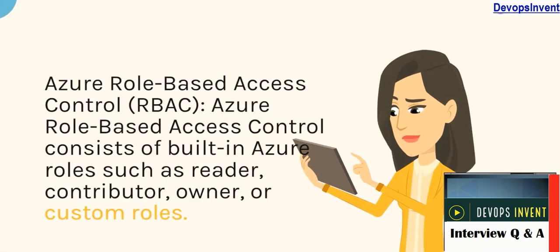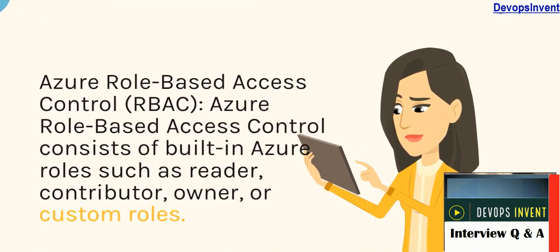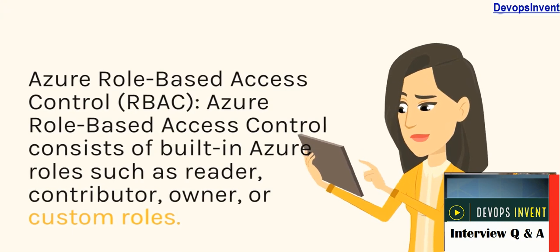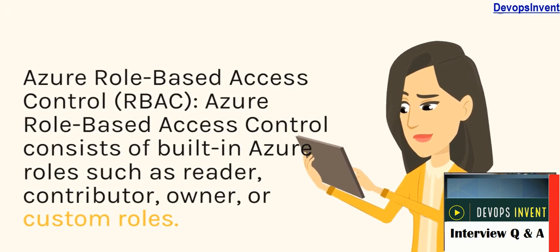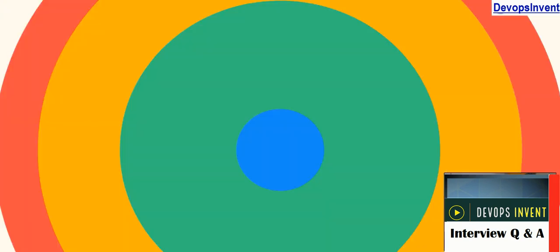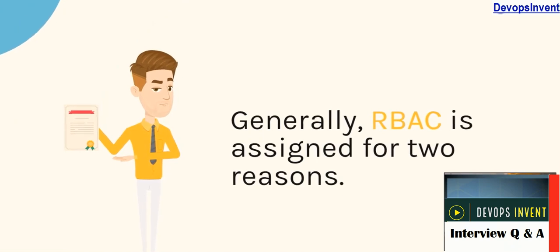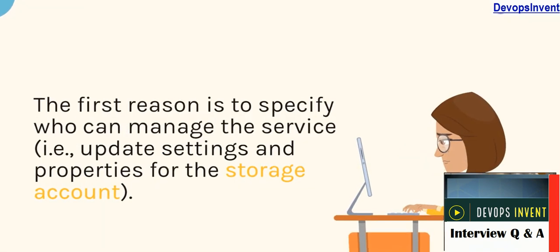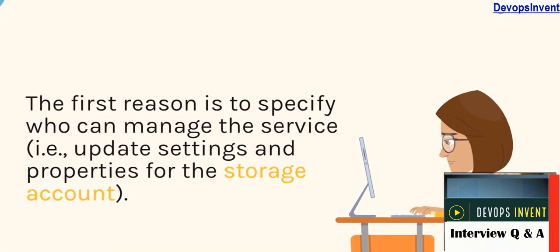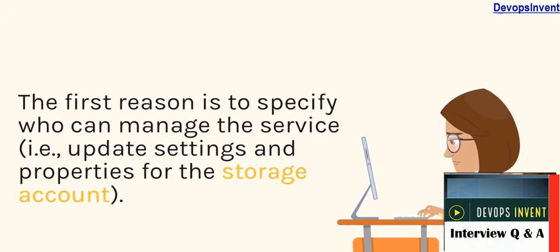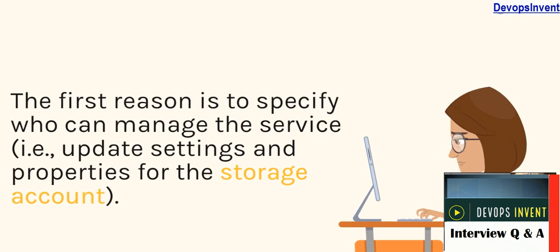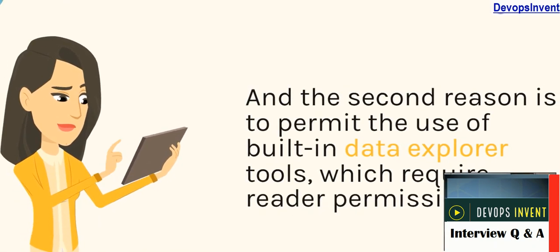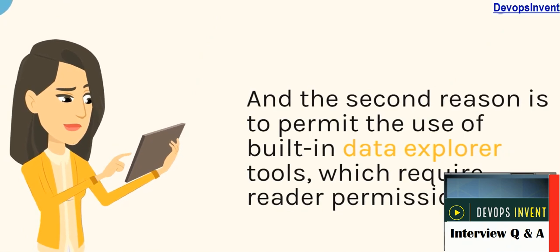Azure Role-Based Access Control, RBAC. Azure Role-Based Access Control consists of built-in Azure roles such as reader, contributor, owner, or custom roles. Generally, RBAC is assigned for two reasons. The first reason is to specify who can manage the service, i.e., update settings and properties for the storage account. And the second reason is to permit the use of built-in Data Explorer tools, which require reader permissions.